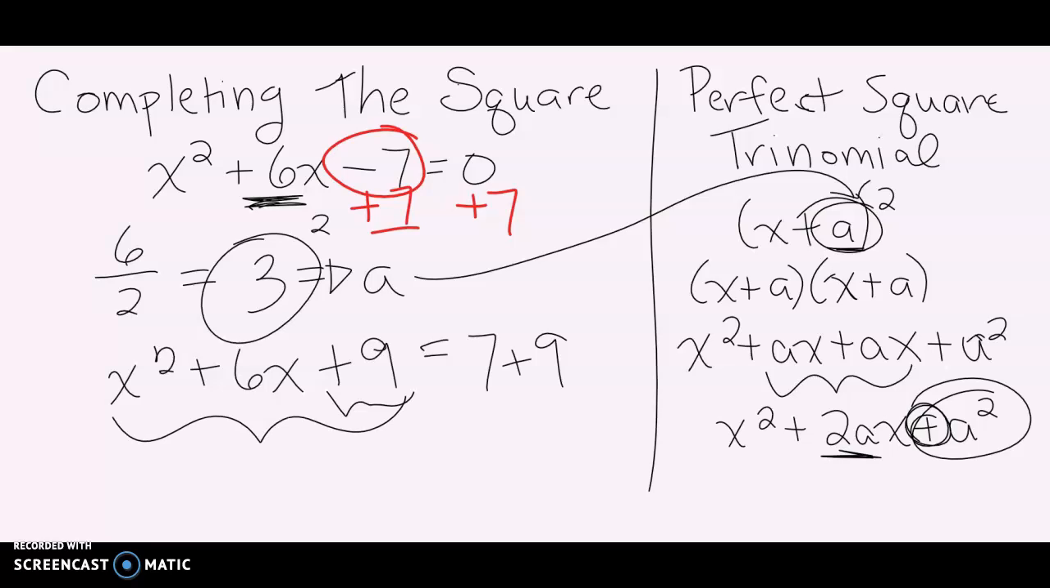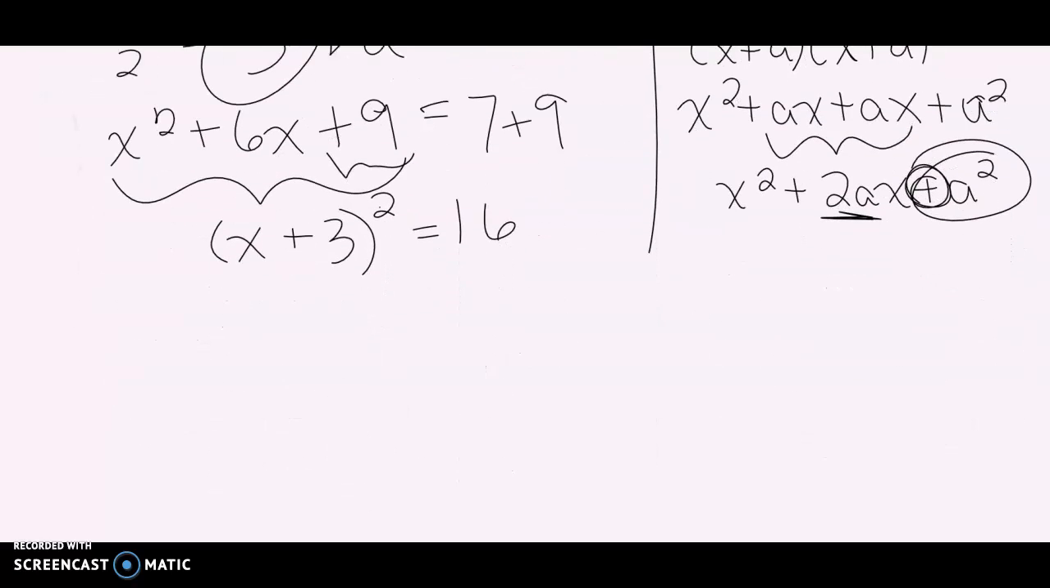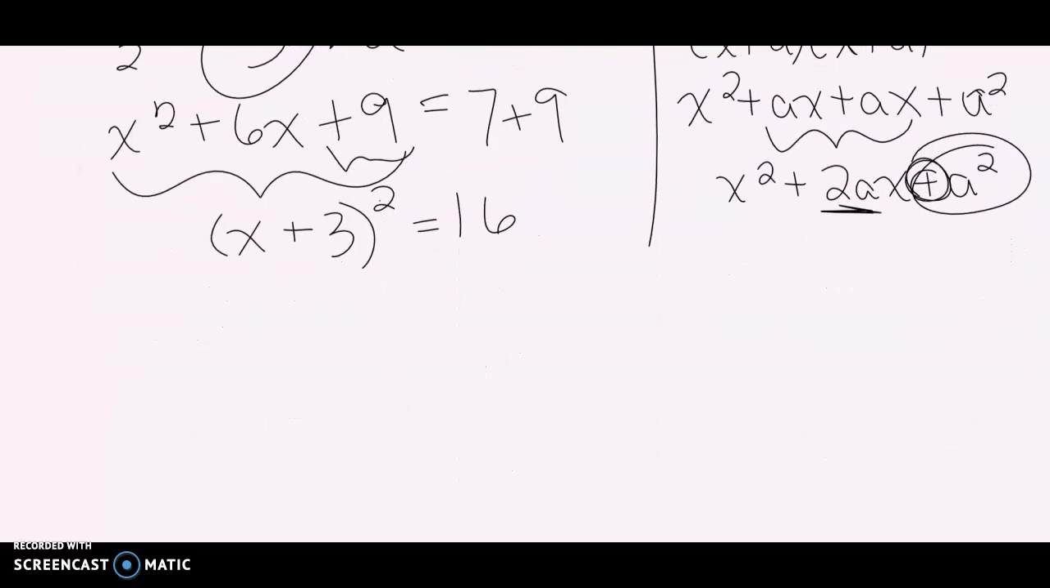So now this is going to factor into that perfect square trinomial. Okay, and we said that a was 3. So that a is 3. Okay, and this is squared, and that's equal to 16. And at this point, we can just keep on going here. Okay, so at this point, you would take the square root of both sides.